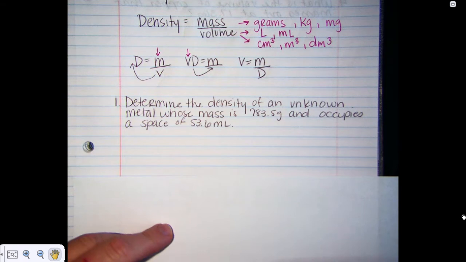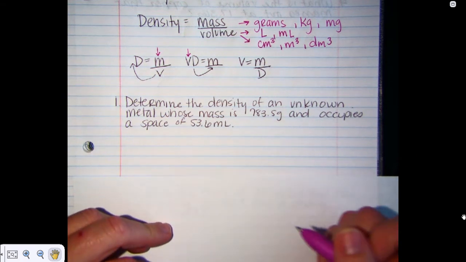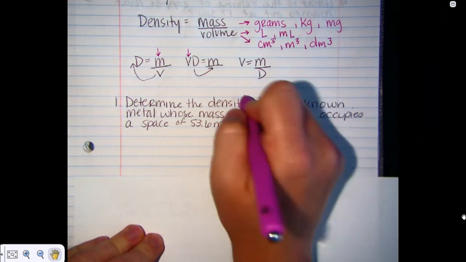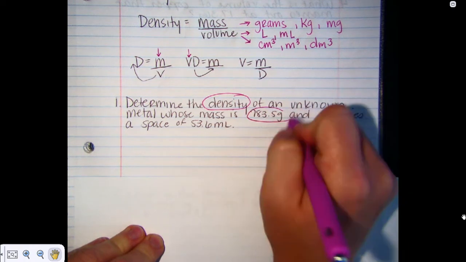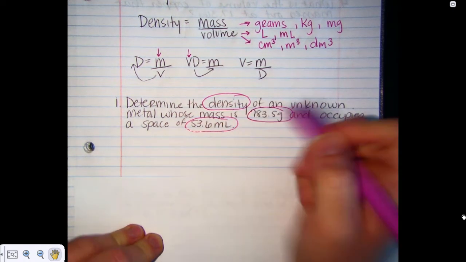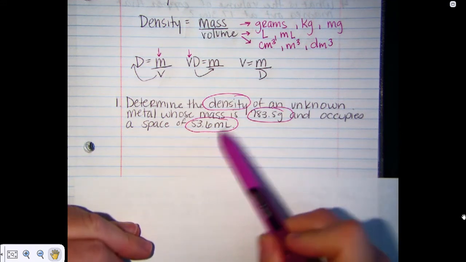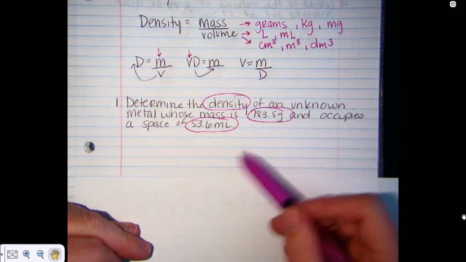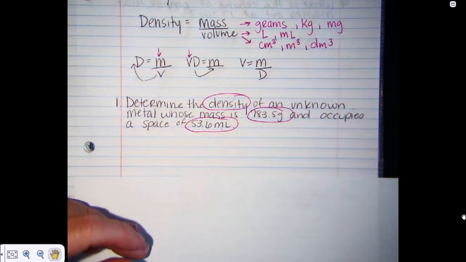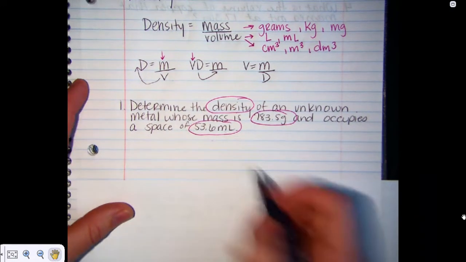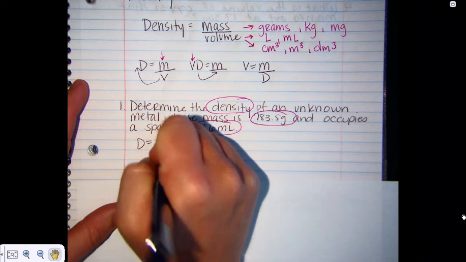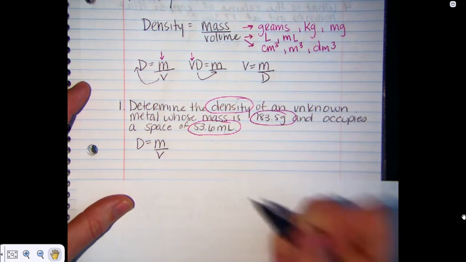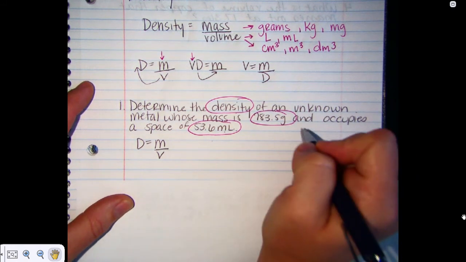Determine the density of an unknown metal whose mass is 783.5 grams and occupies a space of 53.6 milliliters. So I'm solving for density. I'm given mass in grams. I'm given volume in milliliters. Even though it doesn't say that this is volume, I recognize milliliters as one of my volume units we discussed up top. And so I know that this is going to take the place of that V variable when I plug in. So I'm going to start by writing my equation. Density equals mass over volume. Because I'm solving for density, I'm going to keep it in its traditional form.